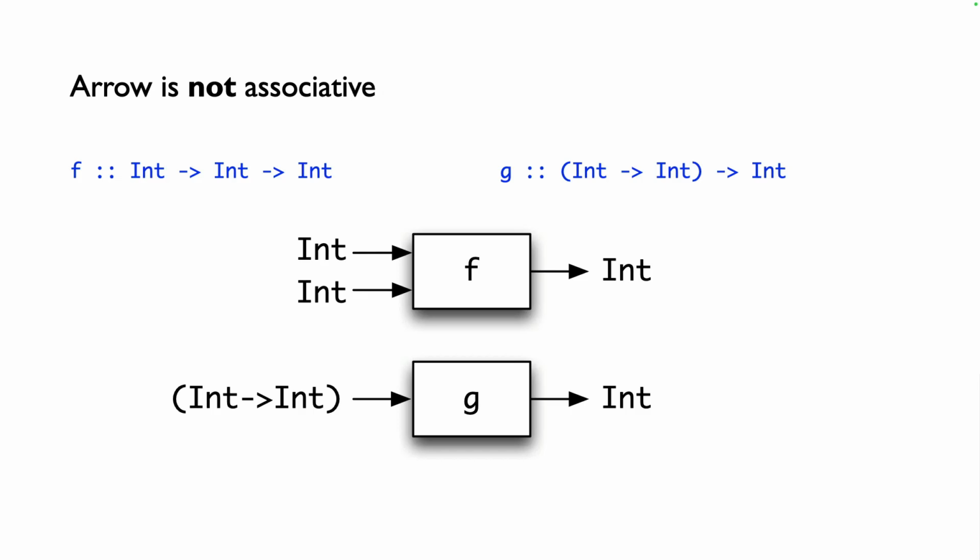A function from int to int to int looks like this image we see at the top here. It takes 2 integers, returns an integer. If we bracket it the other way, g takes a function from integers to integers and returns an integer. So those are entirely different patterns of behavior. The first one, for example, takes 2 integers and perhaps multiplies them together. The second one takes a function from int to int and somehow extracts an integer, perhaps by applying the function to 0. But the message here is that arrow is definitely not associative.